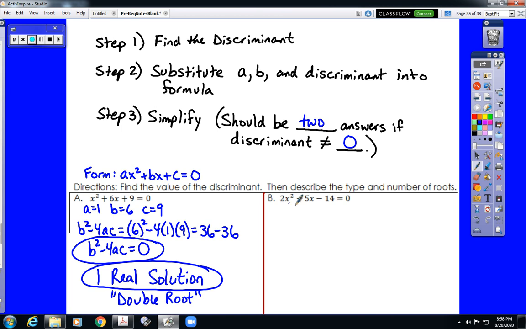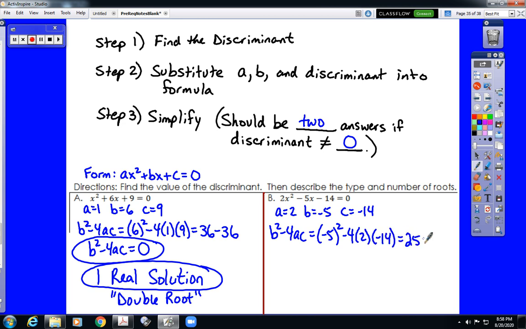Again, on B, it is already in the correct format. So we say A is 2, B is -5, C is -14. B squared minus 4AC would be -5 squared. Please make sure when you put that in your calculator that it is in parentheses. Minus 4 times 2 times -14.